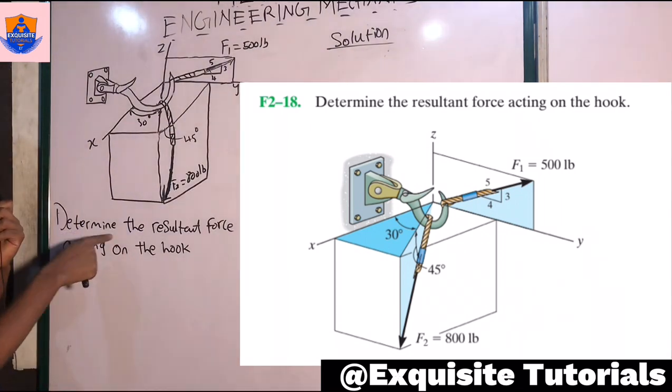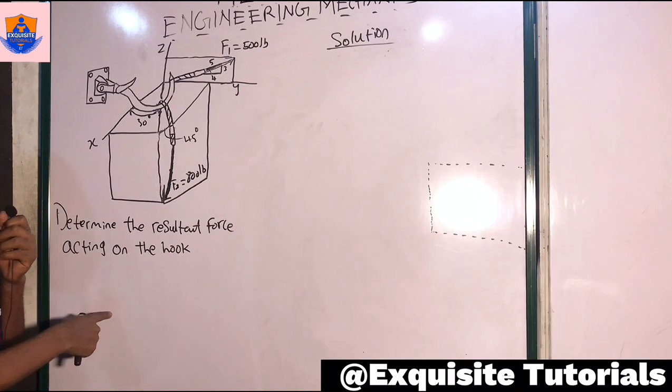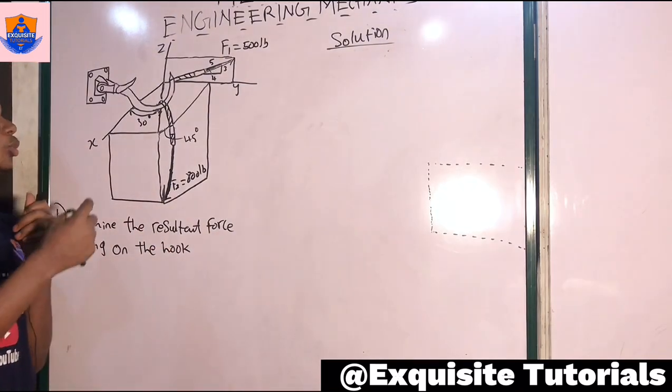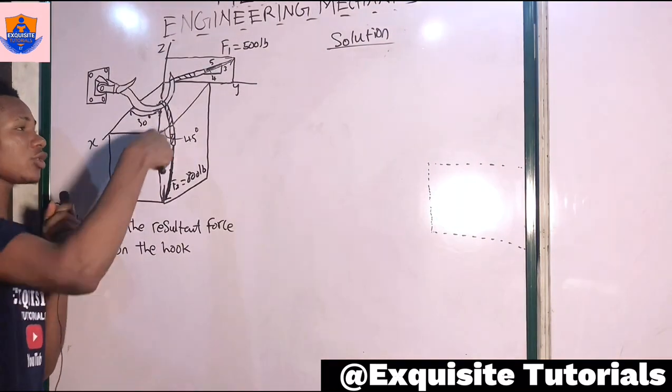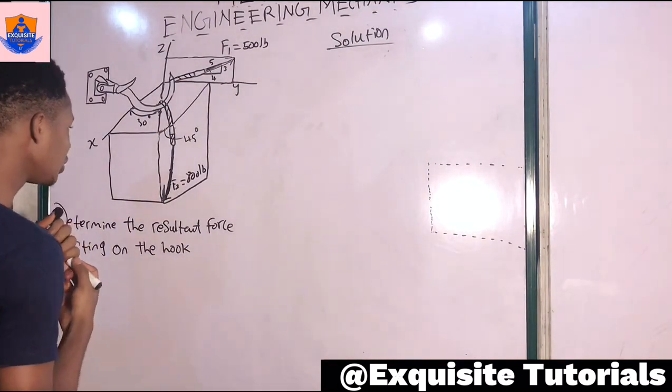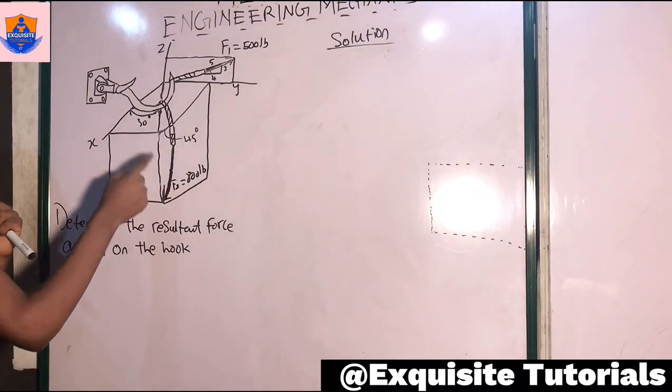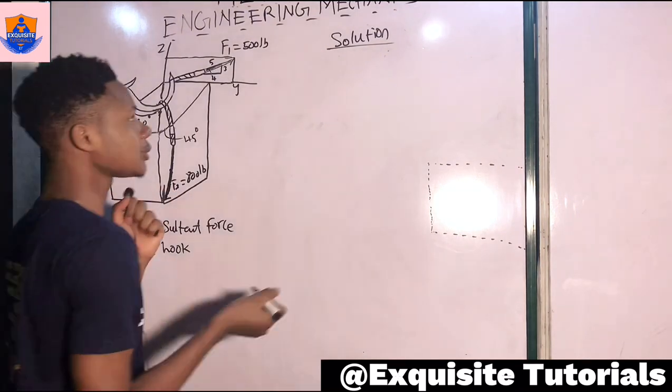The problem wants us to determine the resultant force acting on the hook. Okay, the resultant force, that is a single force in which we'll place it on one part of this hook, it will have the same net effect as these two forces acting. Now to do that, we first of all have to resolve F2 and F1 to the various components. So for F2, we are going to be starting on F2.